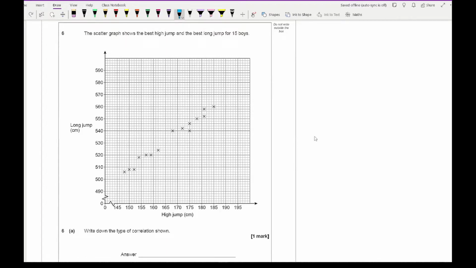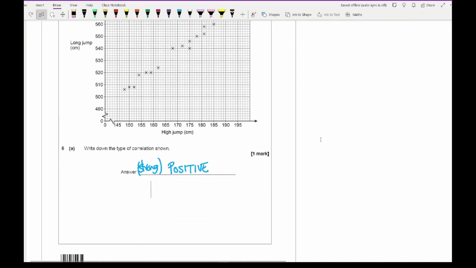So for this, I don't need to comment on the strength. However, if I did, I probably won't lose a mark, but that there is a positive correlation. Now if you wanted to write strong, you'd probably get a mark with it. It's not a problem. But anything along the lines of the type of correlation is going to be absolutely fine.